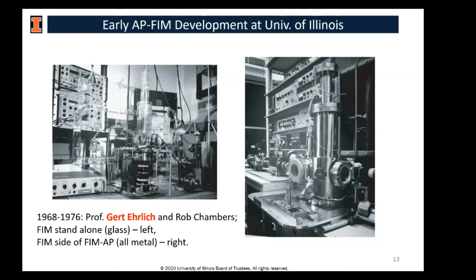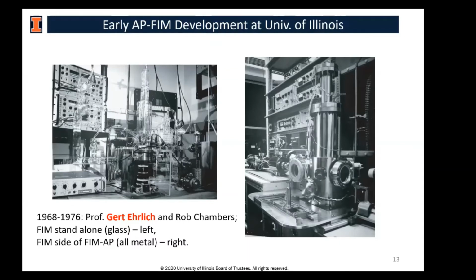So on the left-hand side, you have a picture of an early instrument put together at University of Illinois. This was an ion microscope. As you see, everything was done with glass. So all of the vacuum system was based on glass mercury-driven diffusion pumps.